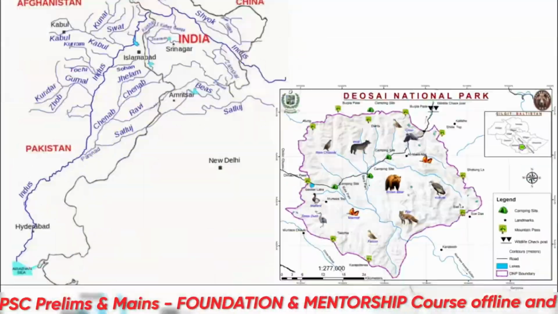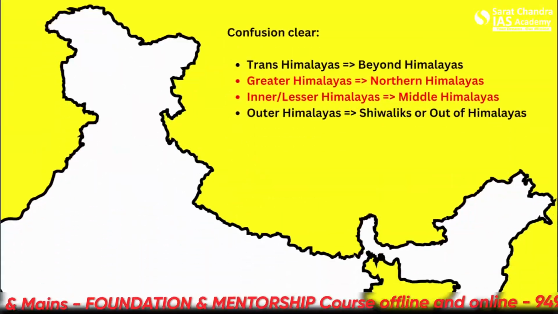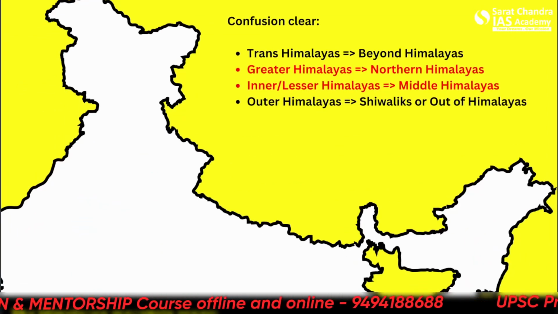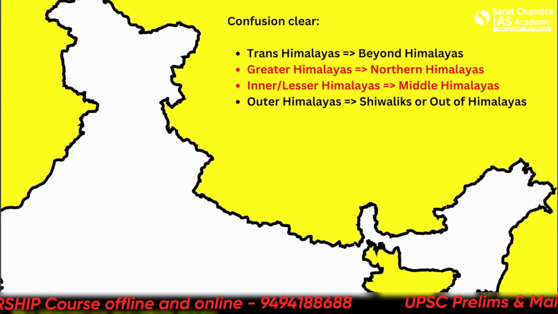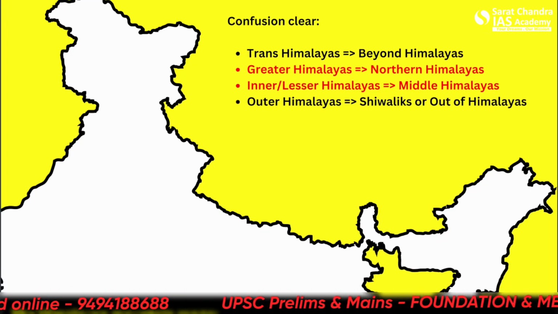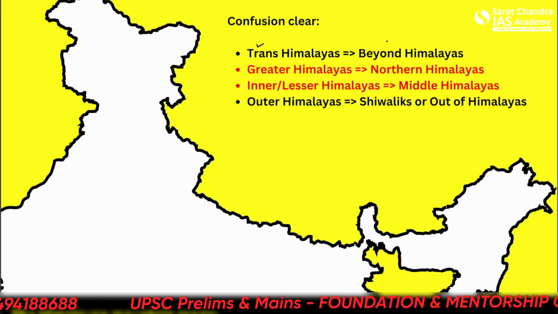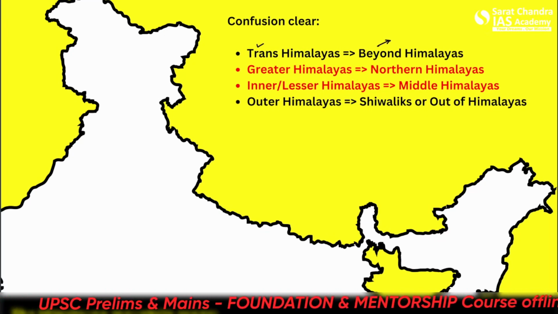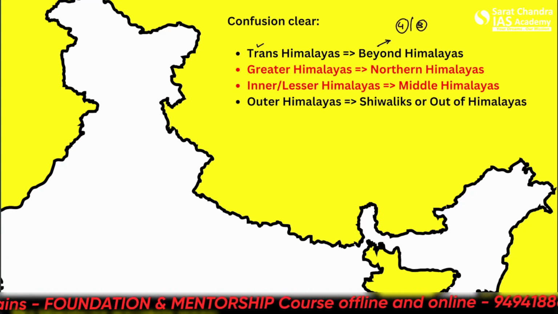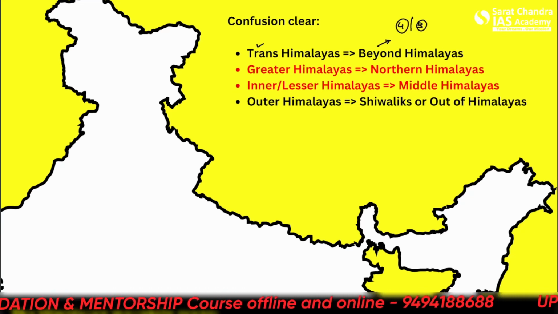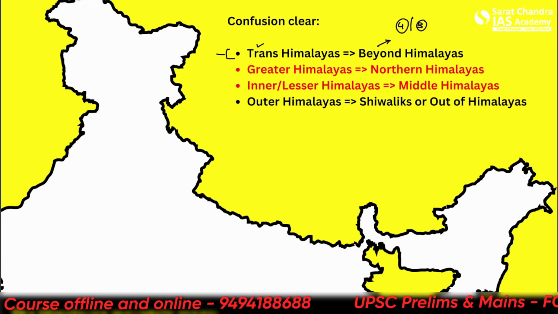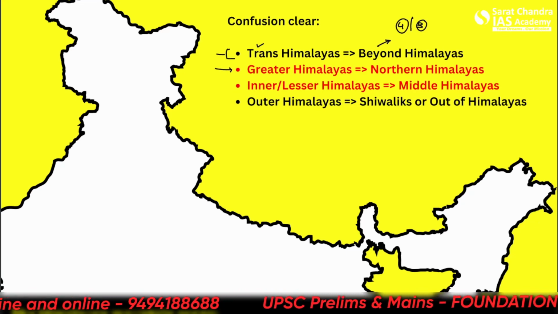In this lecture, we'll start from this page, the confusion clear page. Many people have an astounding confusion about the classification of the Himalayas. So how I understand this is that the Trans-Himalayas we'll always take as beyond the Himalayas, while the Himalayas are divided into 4, 3 or however many parts you want to classify them into. Basically, the Trans-Himalayas are not the main Himalayas, they are beyond the Himalayas. The Himalayas mainly are divided into 2 parts, the Greater Himalaya and the Lesser Himalaya.